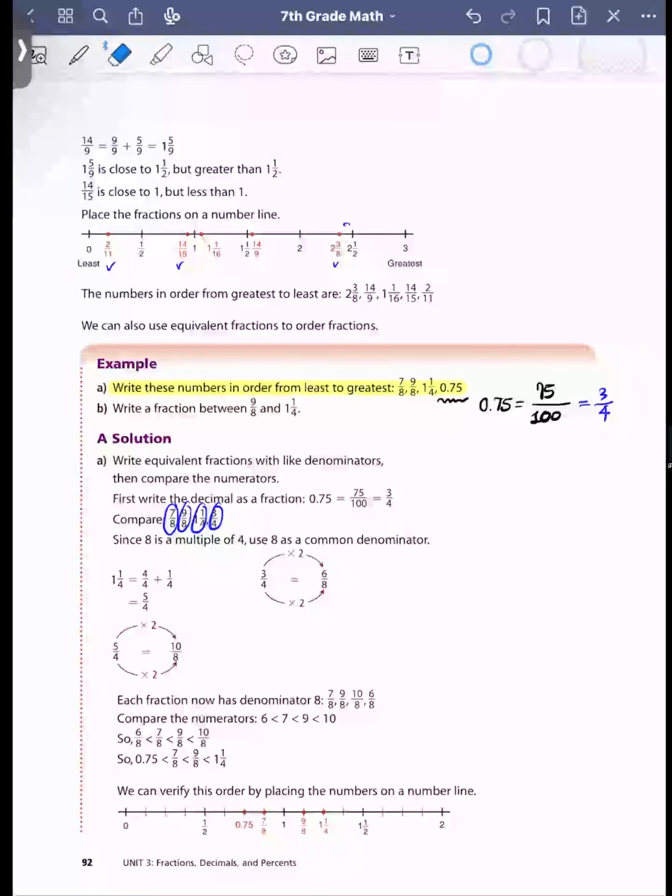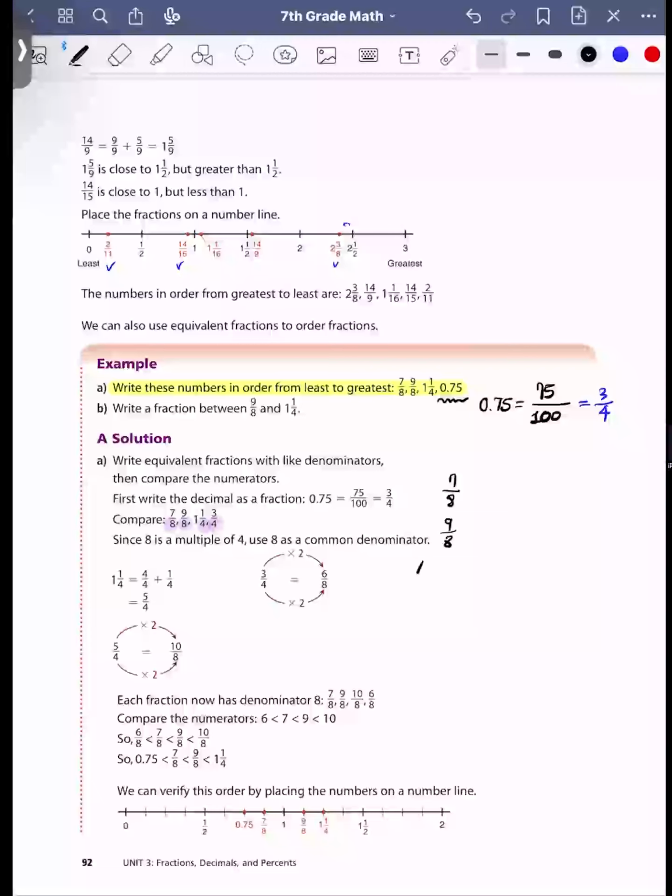And if we look into these fractions, what you can realize is that they have a common denominator, which is 8. What I mean by that is if we multiply a certain number to the denominator, they can have the same number for denominator. For example, 7 over 8. We don't need to change anything for this. What about 9 over 8? We don't need to change anything either, right?